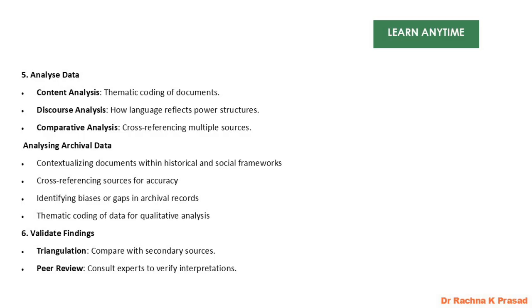When you have analyzed, now you have to validate your findings. Validate means you have to come to a conclusion about what exactly your research question is, how you used your archival research, and whether it is leading to the conclusion you wanted. Now the triangulation method: you compare with secondary sources, what others are arguing, whether you are near to them or different from them. Then peer review, consult experts to verify interpretations.